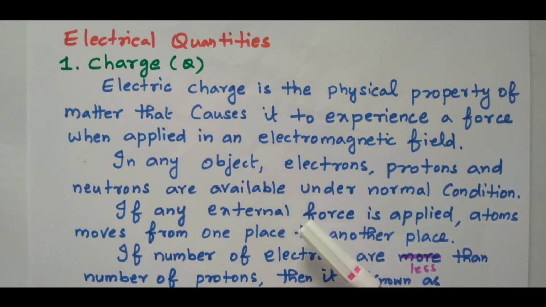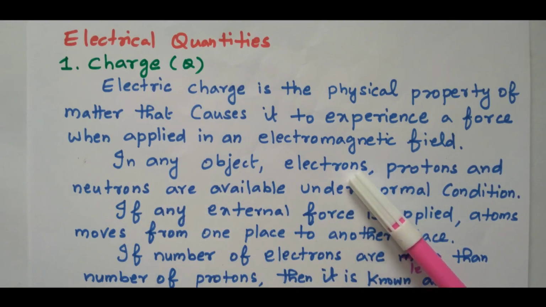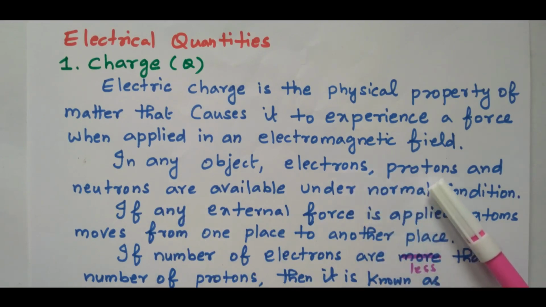So in any object there are n number of electrons, protons and neutrons available under normal condition. Electron is a negative charge. Proton is a positive charge and neutron is neutral. There is no positive or negative. So under normal condition there is no movement of electrons. If any external force is applied, then the atom will move from one place to another place.